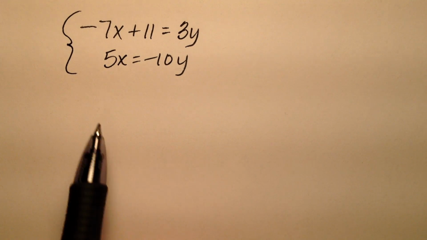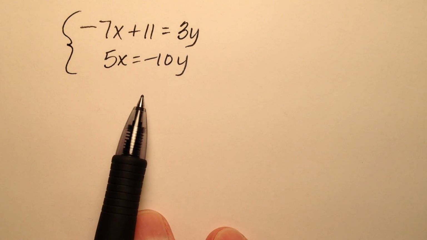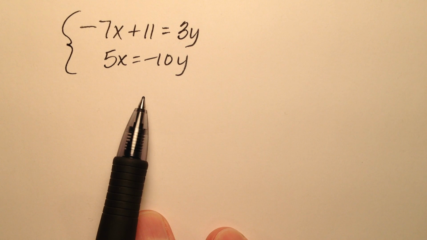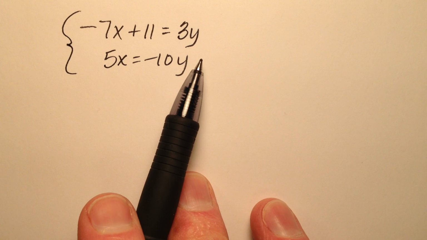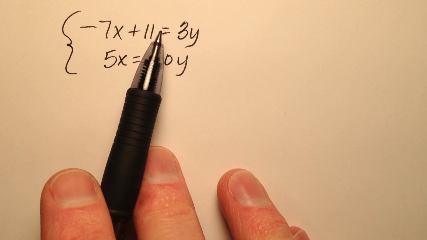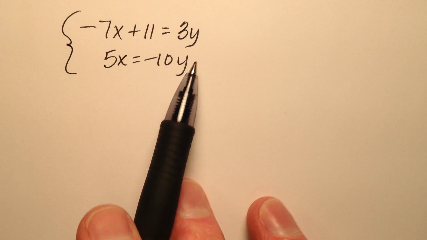In this example, we're going to solve this linear system using elimination. So the first step is to go ahead and write both of these equations in standard form. So the x and the y need to be on the left, and that needs to equal the constant.